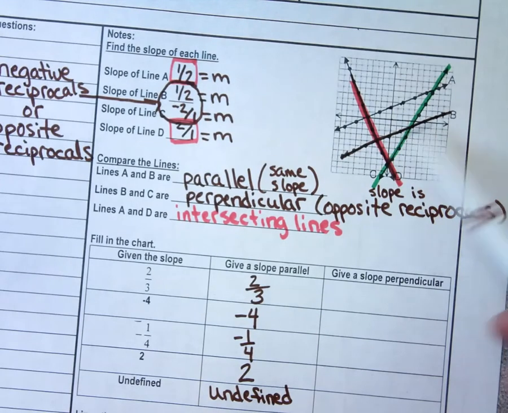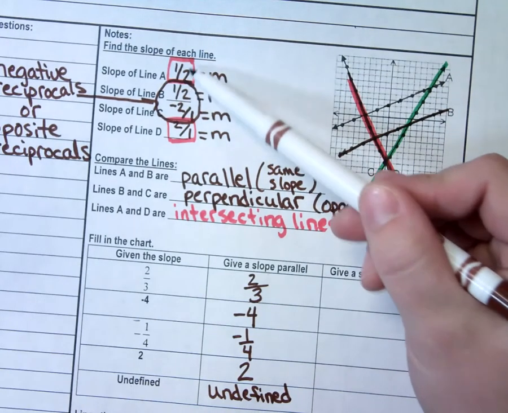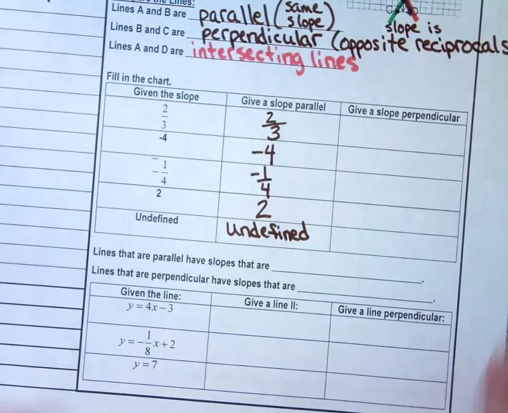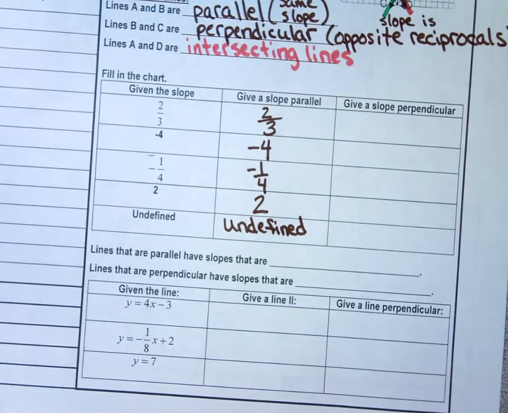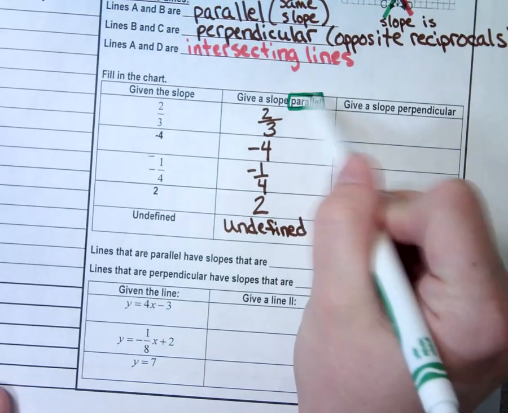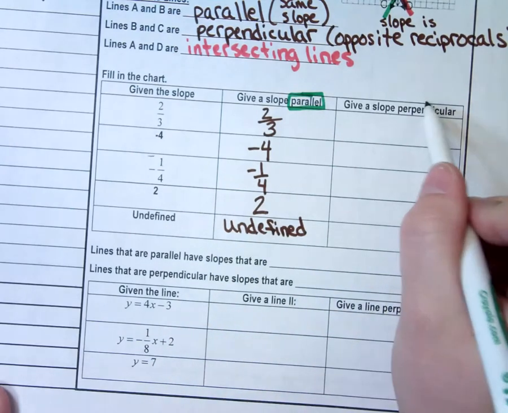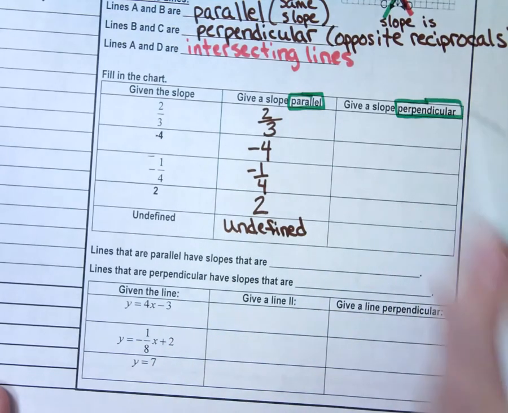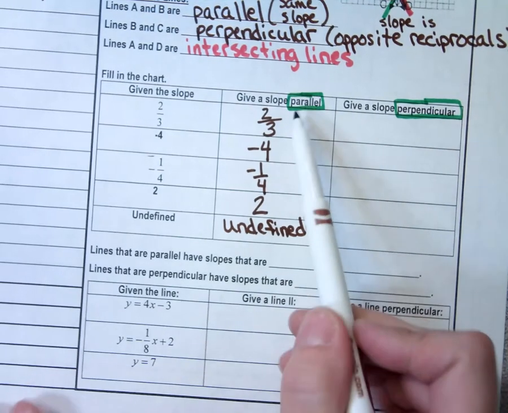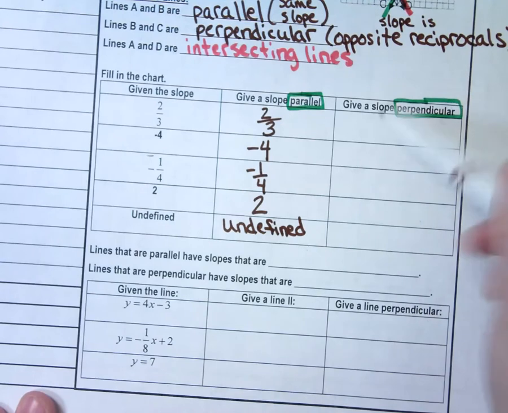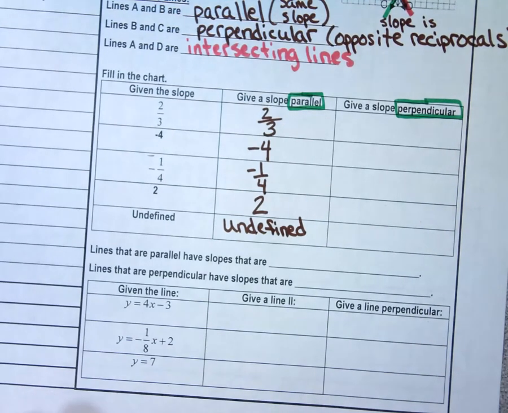Anytime lines are parallel, like lines A and B up here, their slopes are going to be exactly the same, which we saw. Line A and line B, their slopes were exactly the same. So if you ever want a parallel line, you need the slopes to be exactly the same as one another. But if I want the line to be perpendicular, I want the slope to be the opposite reciprocal. So parallel lines have same slope, but perpendicular lines have slope that is opposite reciprocals.